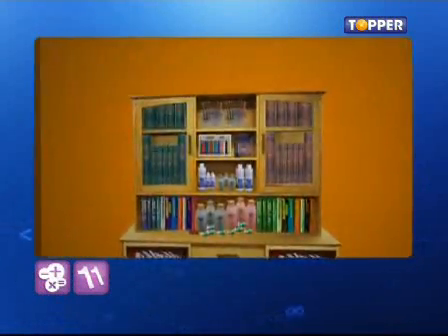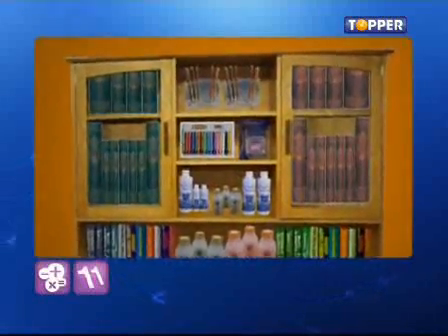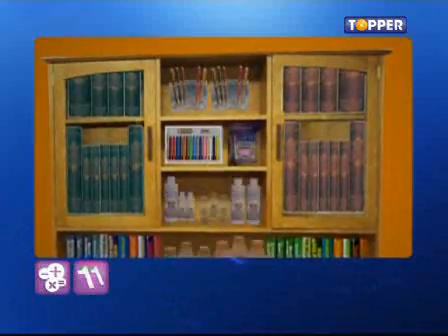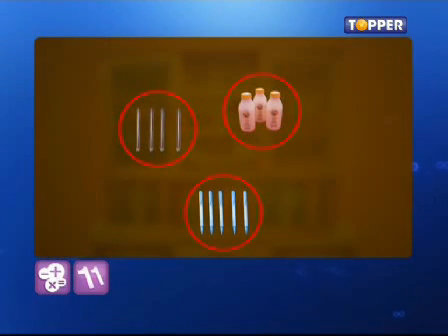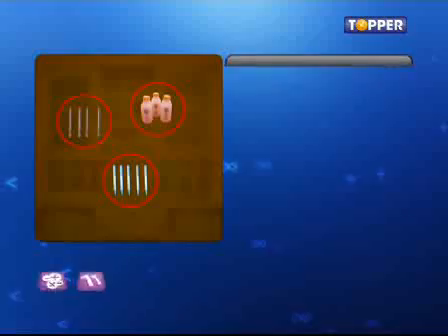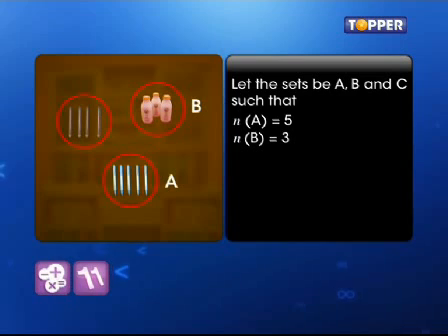Before we begin, let's look at the visuals on your screen. So, what are the various things you can see in each row of the rack? You may say that there are various stationery items such as pencils, pens, glue, etc. But when we are dealing with sets, each group must have some specific elements in it, isn't it? So let's first categorize these elements into three sets, A, B and C, where the set A contains 5 elements, set B contains 3 elements, and set C contains 4 elements.